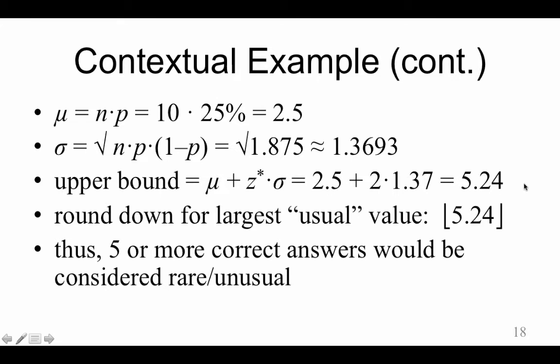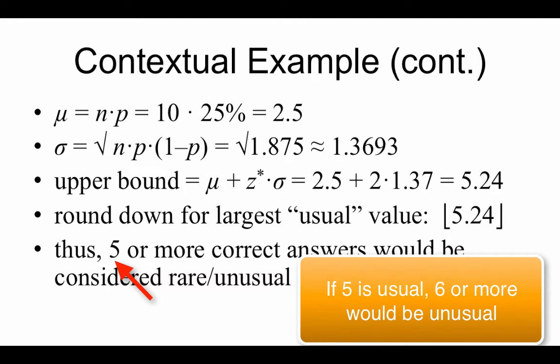And that would be the boundary for the usual values, the upper boundary for usual values in particular. So we would round that value down to 5. Thus, 5 or more correct answers would be considered rare or unusual.